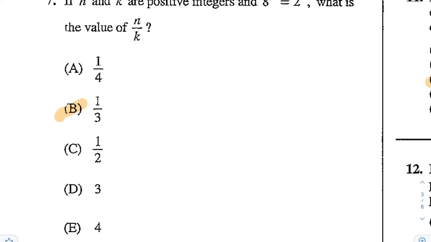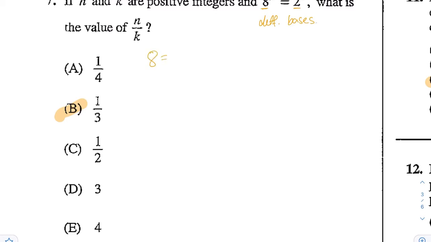Next, for number 7, if n and k are positive integers and 8 raised to the n power is equal to 2 raised to the k power, what's the value of n divided by k? So here we have two exponents. They have different bases. And that's not good. You actually want the bases to be the same.